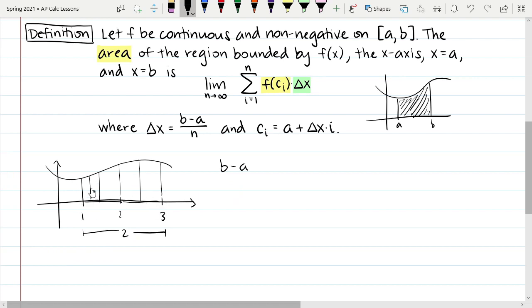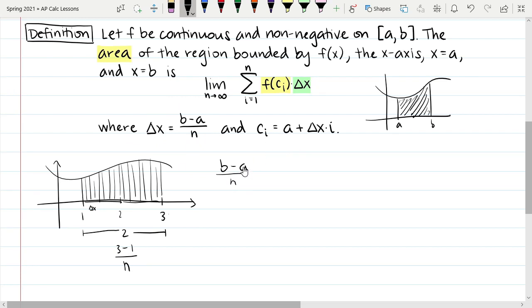So if I wanted 8 rectangles, well, that would now be 3 minus 1, which is 2, divided by 8. If I wanted 16 rectangles, well, now it would be 3 minus 1 divided by 16. So if I want n rectangles, as this definition talks about, then that means I'm doing 3 minus 1 divided by n. So that's why delta x, which again is the base of each rectangle, is b minus a divided by n. So that's where that comes from.